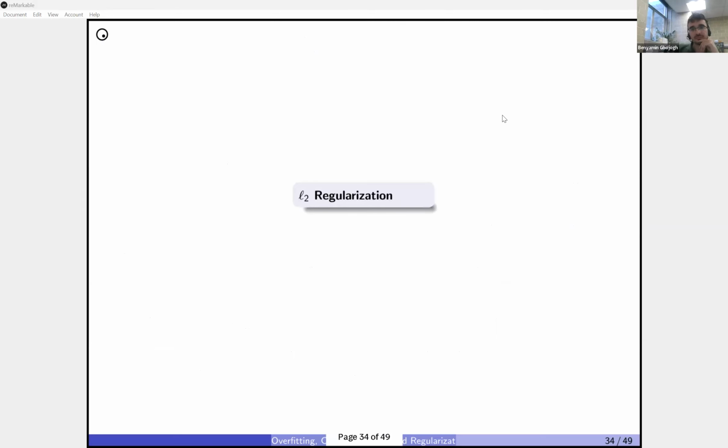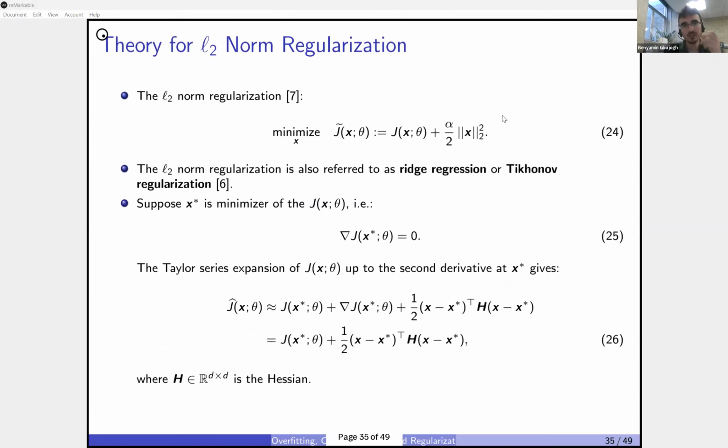L2 regularization. The L2 norm regularization is this: minimize this J tilde, which is J plus this. So alpha is the regularization parameter, which is also a hyperparameter. You can set it.